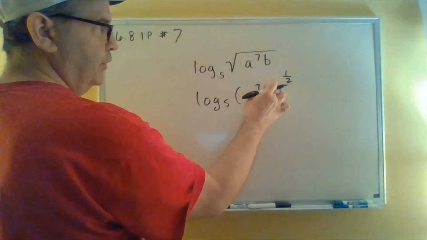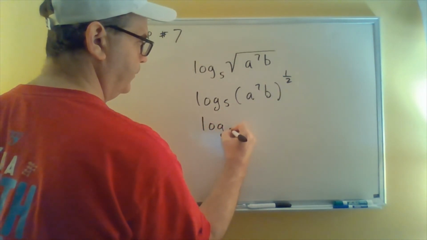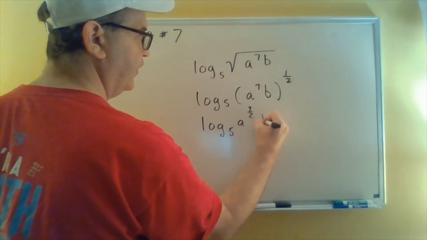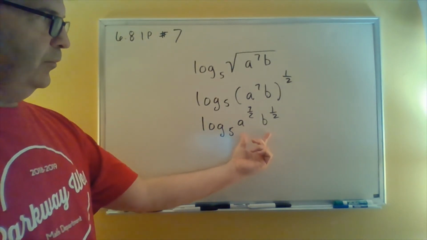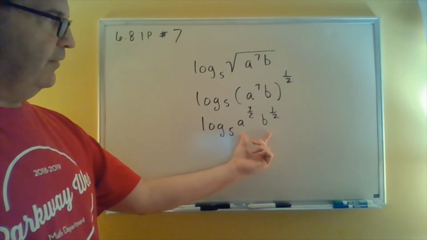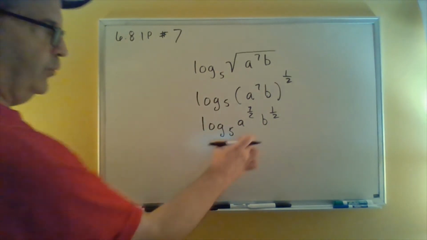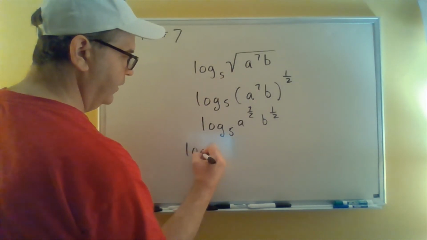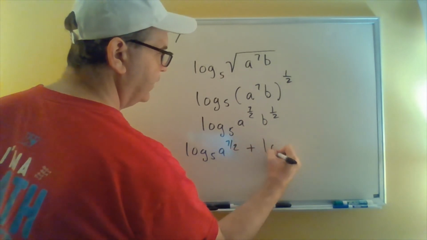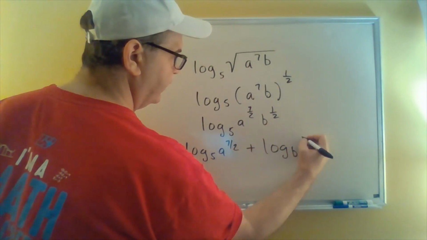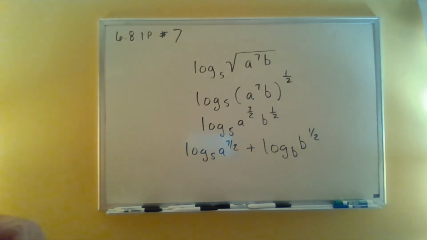So now I'm going to distribute that exponent through the parentheses. We'll simplify it a little bit. And I'll get a to the 7/2 times b to the 1/2. Now I have a multiplication problem here that I can employ my product property on. And then after that, I'll be able to get these fractions out in front using the power property. So let's split this apart first. I'm going to end up with the log base 5 of a to the 7/2 plus the log base 5 of b to the 1/2. That's splitting that expression apart using the product property.